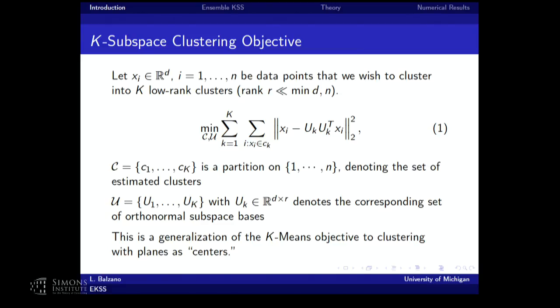Okay, so the K-subspace clustering objective is just a generalization of K-means to the situation where our center points in the clusters are not points but are planes. So we just have a K-means cost function with data points x, clusters denoted by C, and then subspace bases denoted by this U sub K, okay? And we take the distance from X to the nearest point in the subspace that it's been assigned to, and you could think of that just as a projection onto the center, just the way that K-means is, okay? So here we have a generalization of the K-means objective.